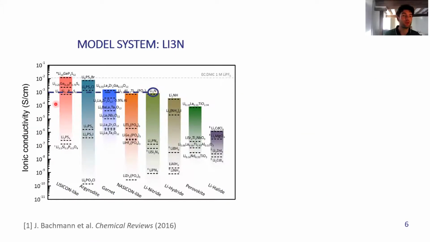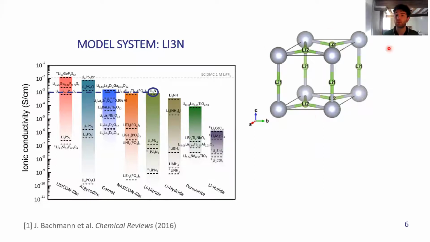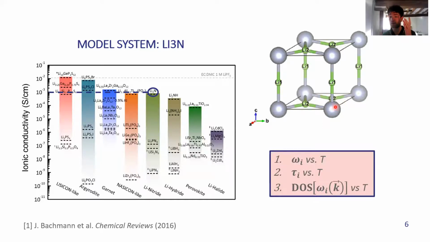So we set out to explore that a little bit more in lithium-ion conductors, and so we chose to look at lithium nitride because it has a decent ionic conductivity. It's also very, very simple to model, so very easy to carry out computational calculations on that compound, and it also shows signs of a superionic transition. So the lithium ions are mostly diffusing in that lithium nitride layer, and so what we want to calculate are the evolution of frequency with respect to temperature, the evolution of lifetime with respect to temperature, and also the density of states.